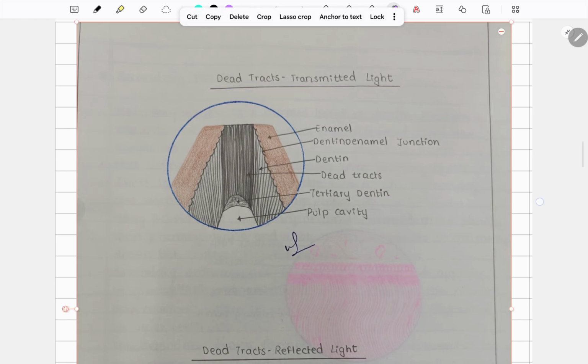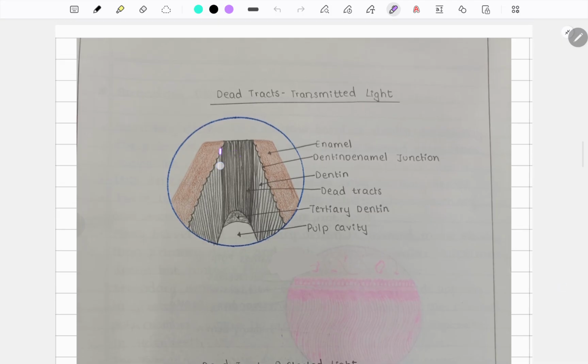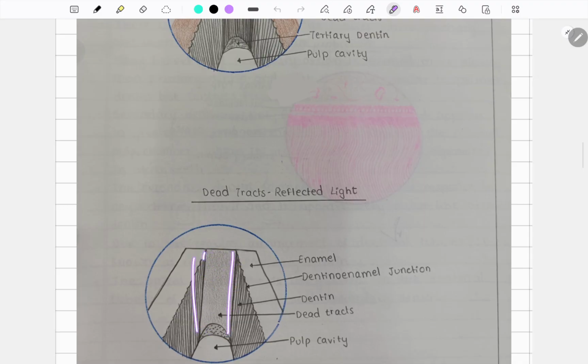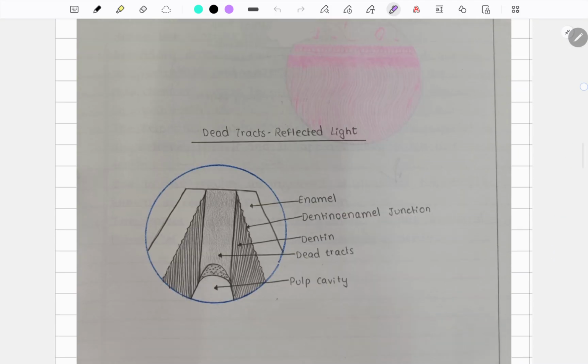Then dead tracts. They are seen differently in transmitted light and in reflected light. In transmitted light, they are seen very dark in appearance. What are dead tracts? Dead tracts are empty dentinal tubules in which odontoblastic processes are not present. So this is seen dark in transmitted light and light in reflected light. It is seen as an empty space over here. This is the dead tract in reflected light. Rest you can see that enamel is present over here, and this is dentine, and this is the pulp cavity. Same over here, enamel is present, this is dentine, and this is the pulp cavity.